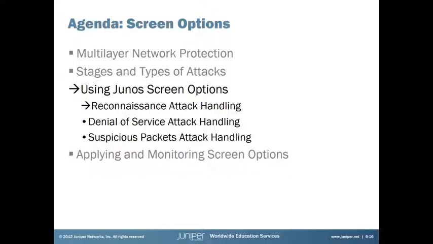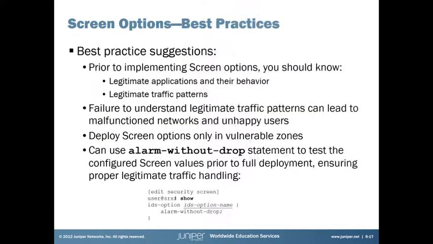Okay, so we've talked a little bit about different types of attacks and the stages of attacks. Let's take a look at what we can do about some of these things. First of all, what we're going to do with these screen options is put in place a system which says that if we're getting packets that look like this, or a stream of packets or a pattern of traffic that matches this particular criteria, then we want to drop that traffic. So we're looking at packets or a stream of traffic that has certain characteristics.